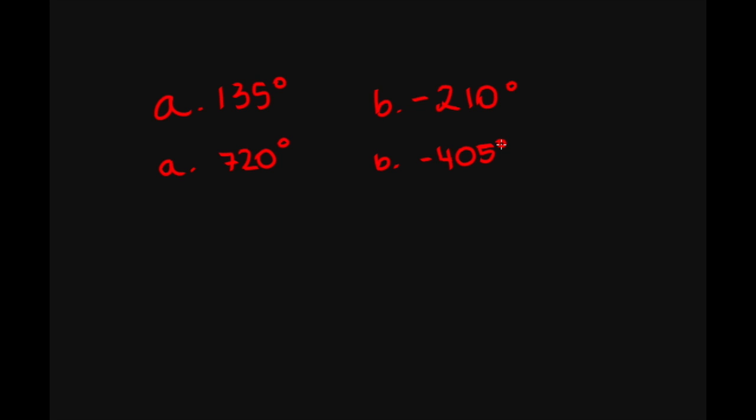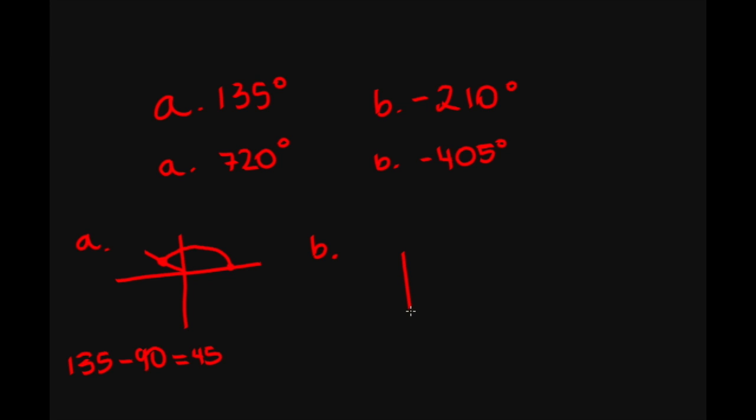So the first one says 135 degrees. So let's go ahead and draw that. I know that from my starting point to here is 90 degrees. 135 minus 90 equals 45. So I know I have 45 degrees more to go, which will be halfway in between the second quadrant. So that would be my angle for A.